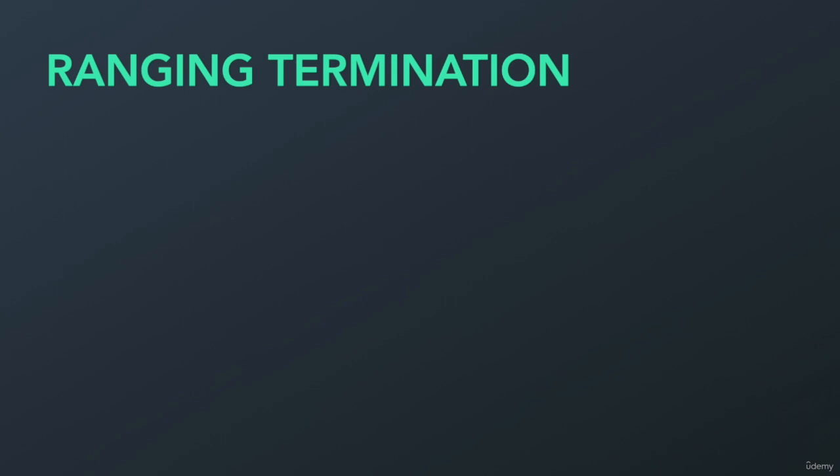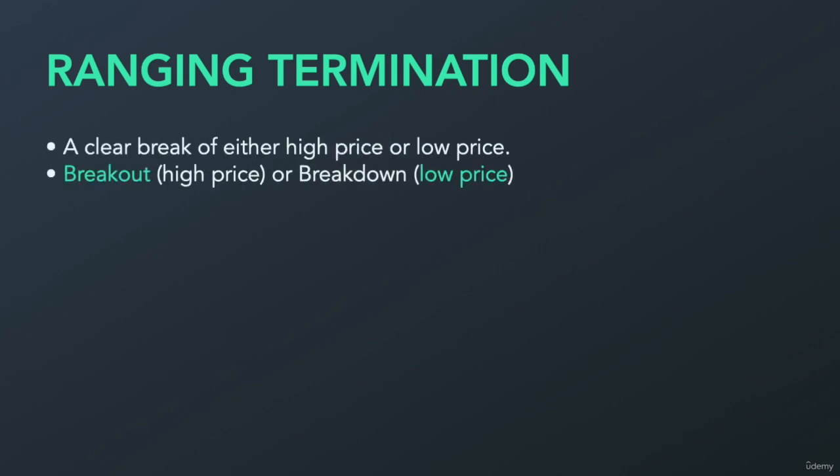Okay. So like an uptrending and downtrending market, a ranging market doesn't last forever. So at some point it has to terminate and decide on what direction it should go, right? So we have ranging termination. So a clear break of either high price or low price. So a break of high price is what we call a breakout, and then a break of low price or lower end of the range is what we call a breakdown.